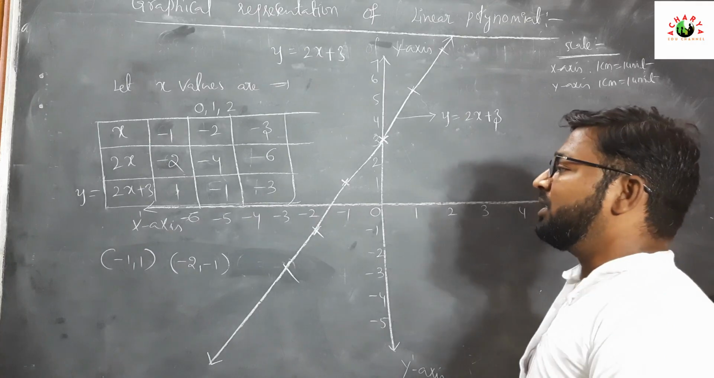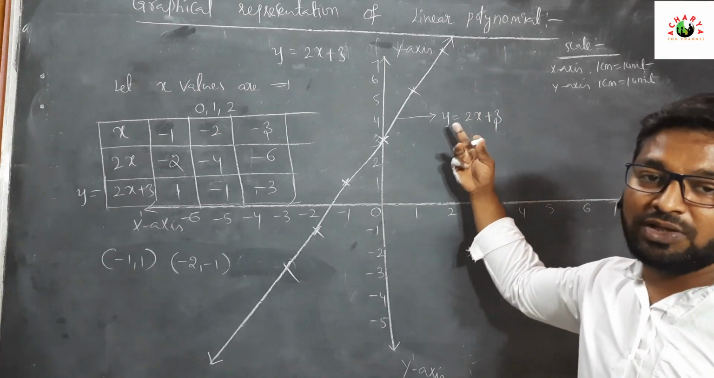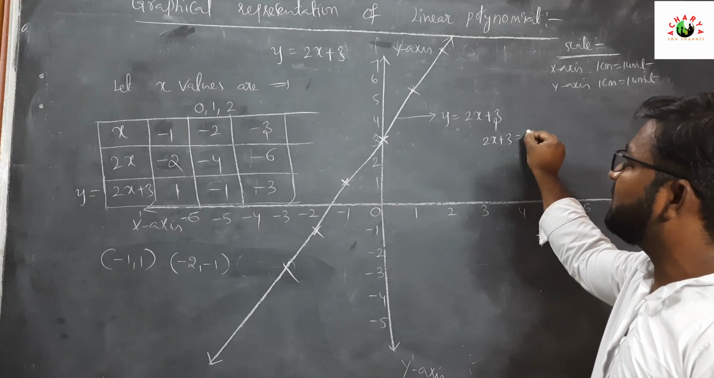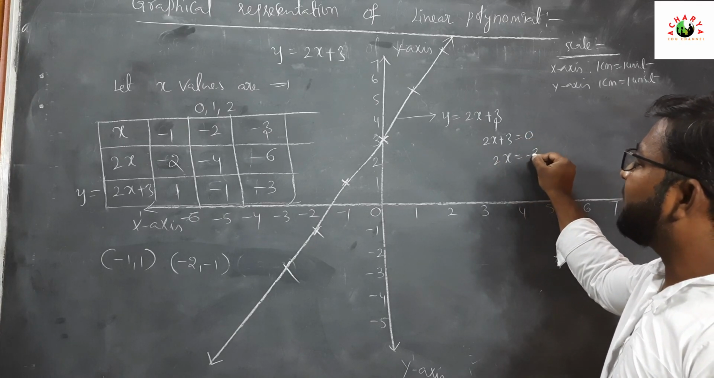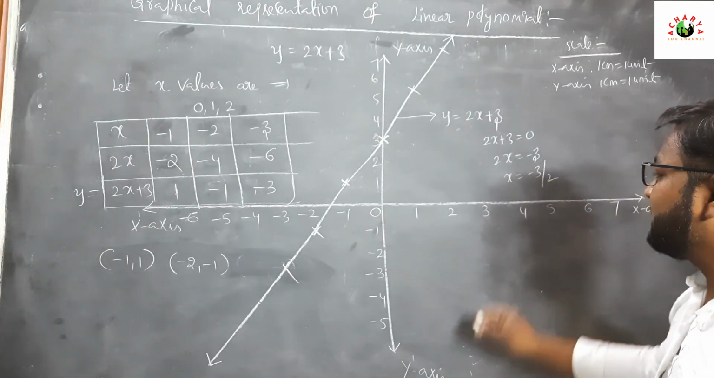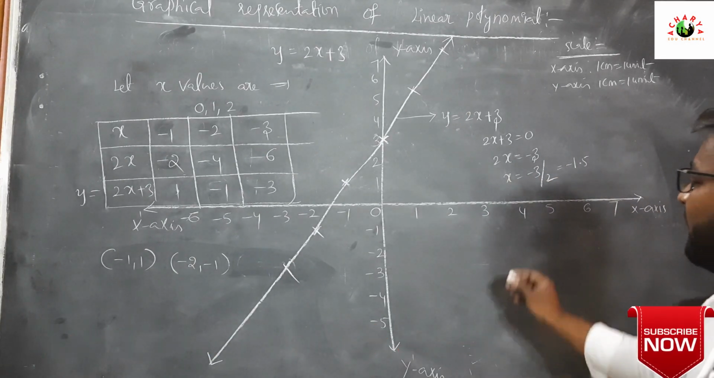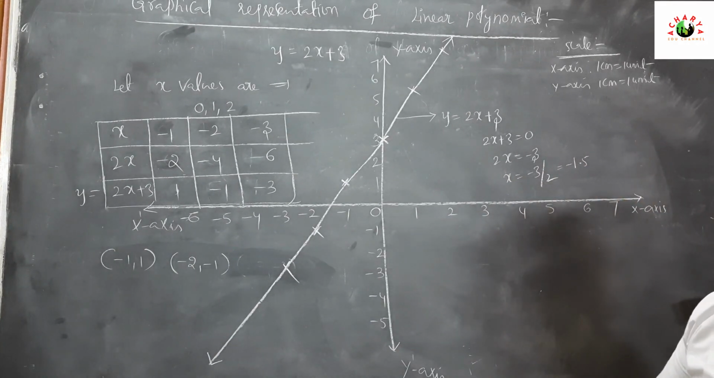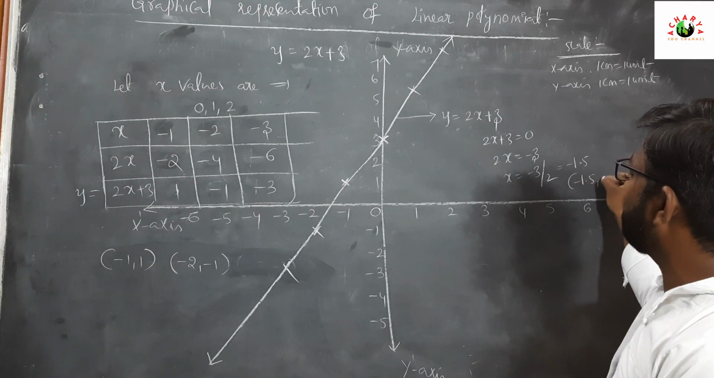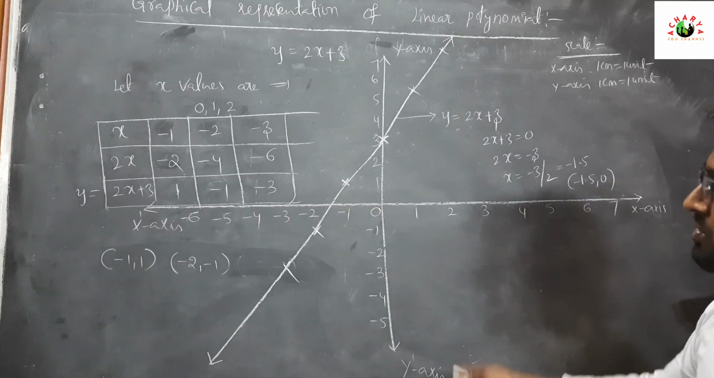Just now in the last class we discussed how we should find the zero of a linear polynomial. If 2x plus 3 equal to 0, then 2x is equal to -3, then x is equal to minus 3 by 2. X is equal to minus 3 by 2 means minus 1.5. So here x is equal to minus 1.5 and the y value is 0. So what is the point here? Minus 1.5 comma 0.